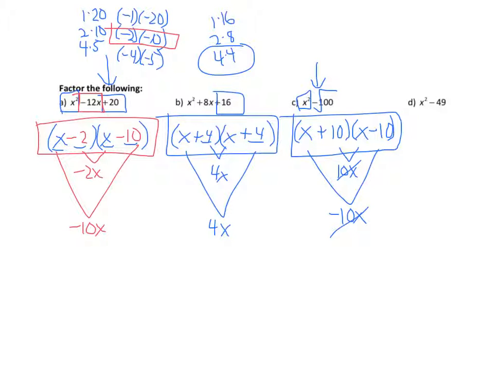Part D is going to be the same thing, also the difference of two perfect squares. So I do my two sets of parentheses. I put x here and x here, and then I need to think of some number times itself that makes 49, and that's 7 times 7. So I put two 7s, one has a plus, one has a minus, and that's it.